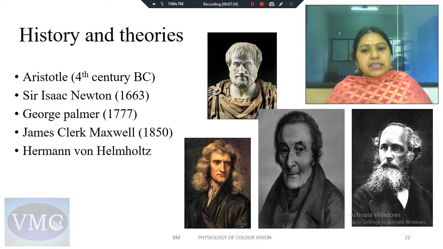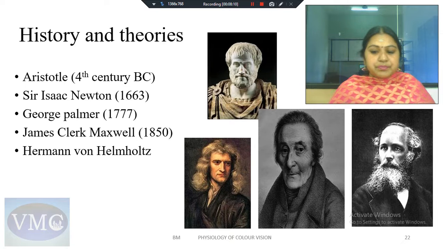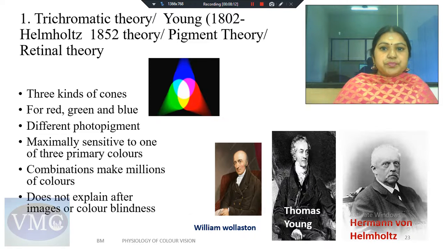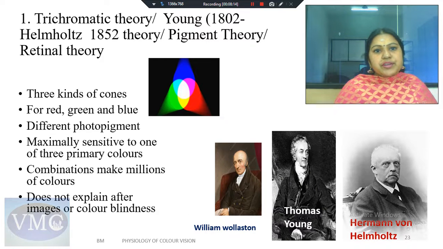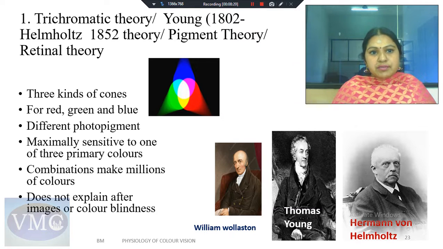So what is the history? This is from long back, the 4th century. People were working on colors, and much information about color perception has been given from the time of Aristotle to James Clerk Maxwell and many other scientists too. The first one is the trichromatic theory. This was given by Thomas Young in 1802 and Helmholtz in 1852, so it is named after them too.